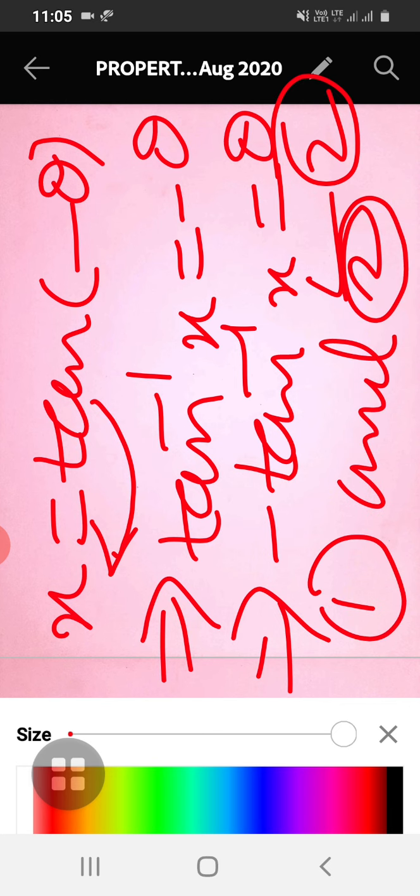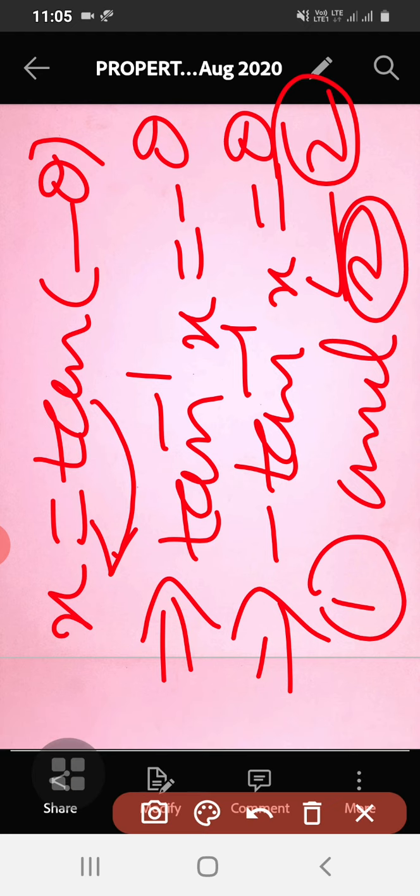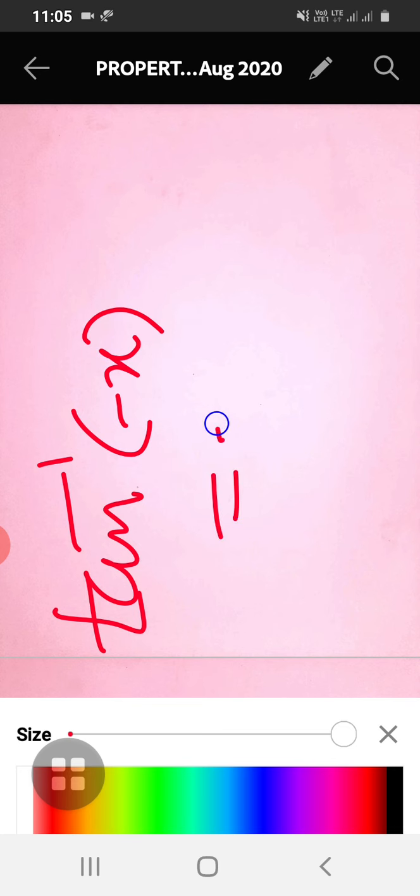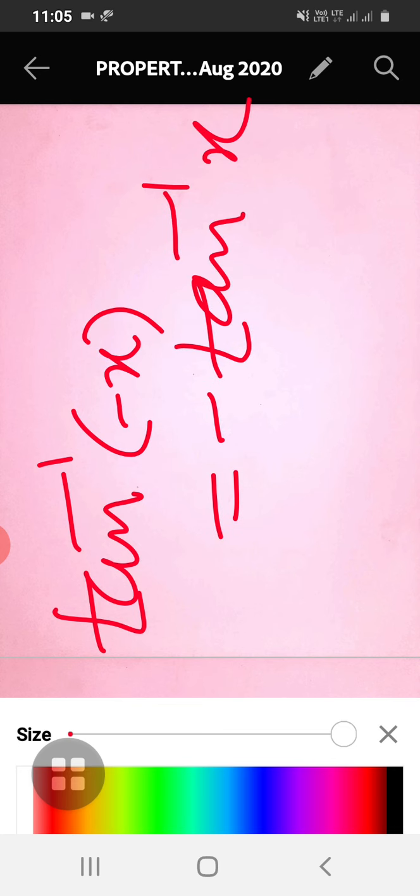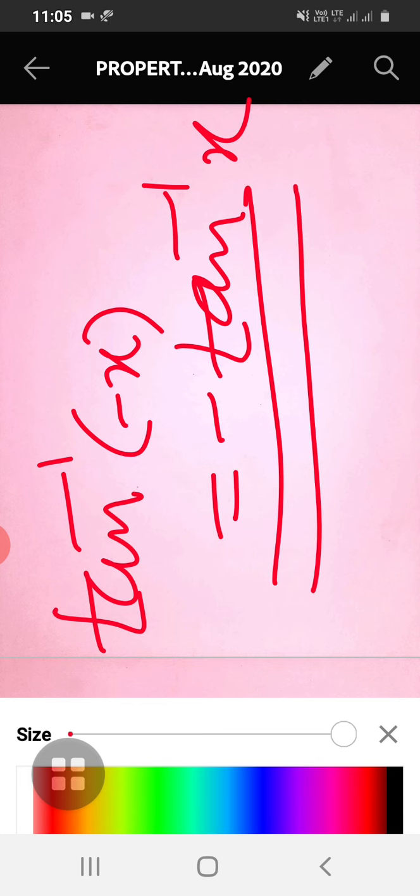What was our equation 1? Equation 1 was tan inverse minus x is equal to theta. Now equation 2 is minus tan inverse x is equal to theta. So you equate the other sides. Comparing equations 1 and 2, we get tan inverse of minus x is equal to minus tan inverse of x. So this is another basic inverse trigonometric function property. Okay, 3 properties are over.